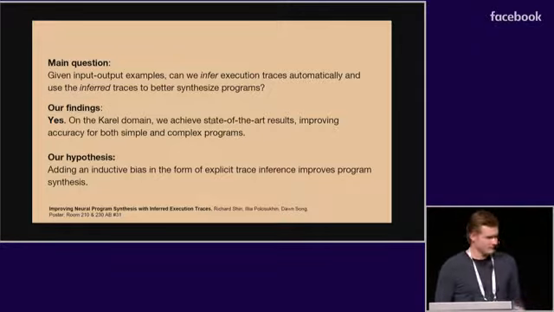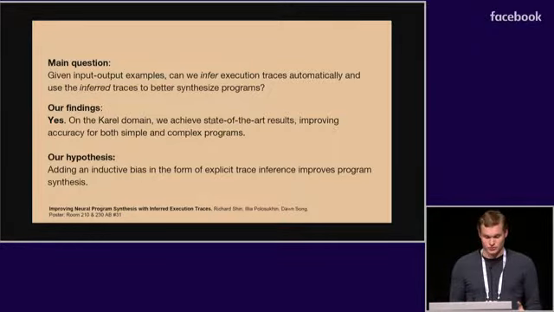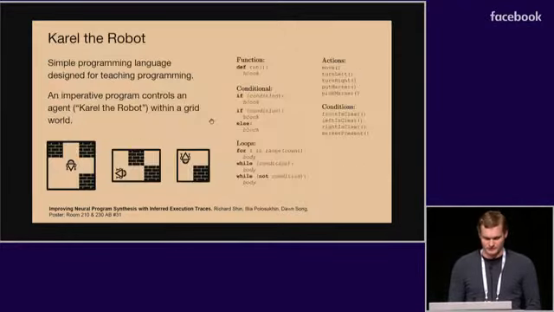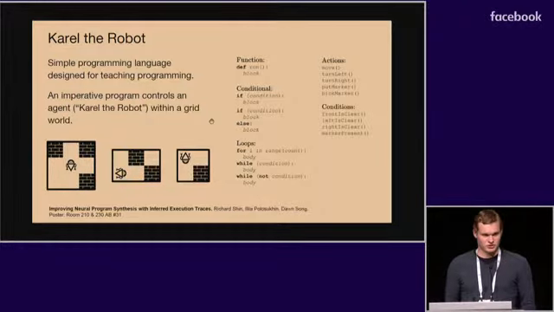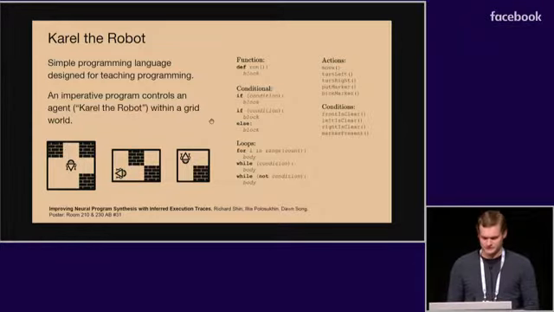And on the Karel domain, we find that this is true, and we receive state-of-the-art results on both simple and complex programs. Our hypothesis is that execution traces are providing a rich inductive bias for the program synthesis problem. The Karel domain is a programming language that is used to teach students programming at Stanford. It's a simple grid world with an agent that interacts with it. It has basic actions, some conditionals, for loops, and if statements.